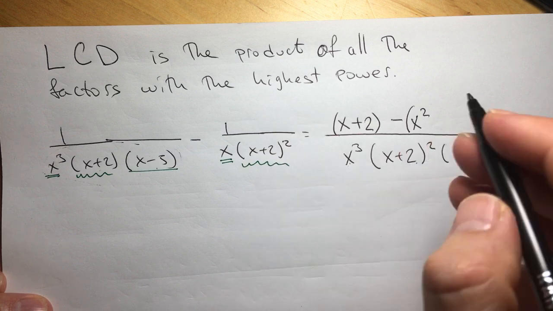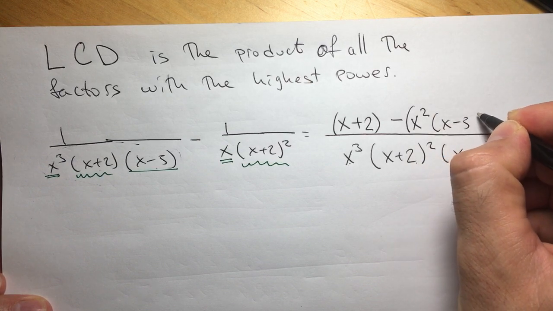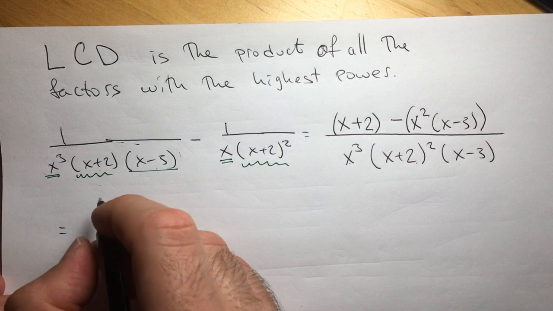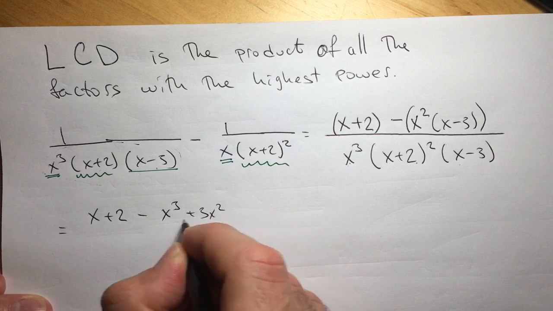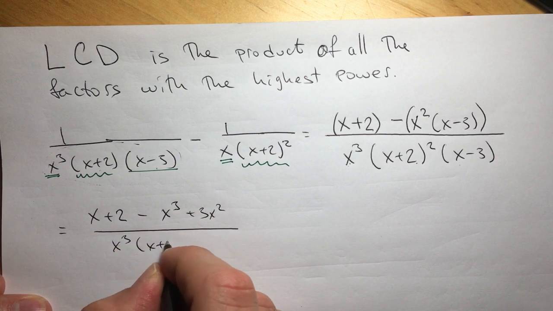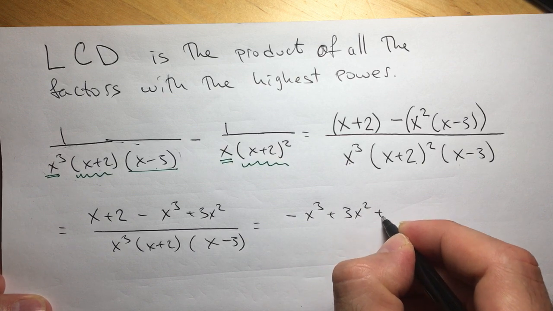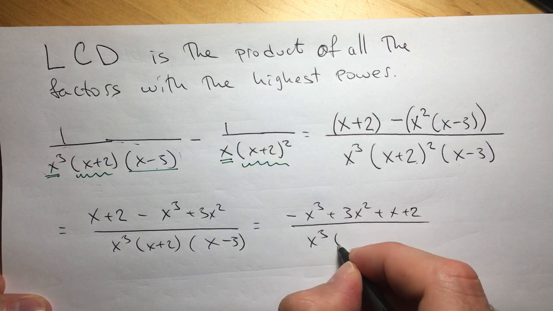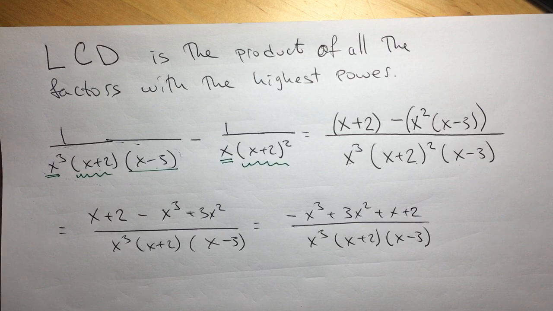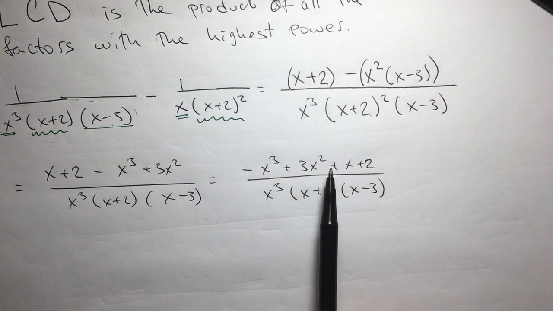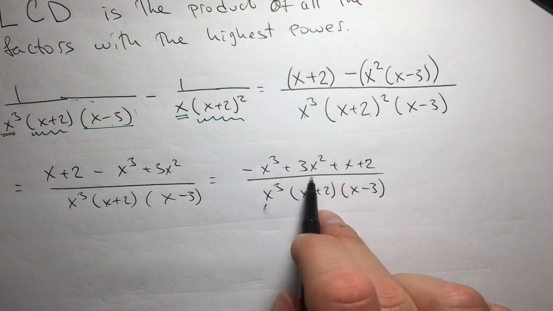If I multiply the denominator, I have to multiply the numerator by x minus 3. So, and then you can open the parentheses: minus x cubed plus 3x squared over x cubed, x plus 2, x minus 3. So this is negative x cubed plus 3x squared plus x plus 2 over x cubed, x plus 2, x minus 3. And you can check whether it is possible to simplify this expression by checking whether either 0, negative 2, or 3 makes 0 in the numerator.